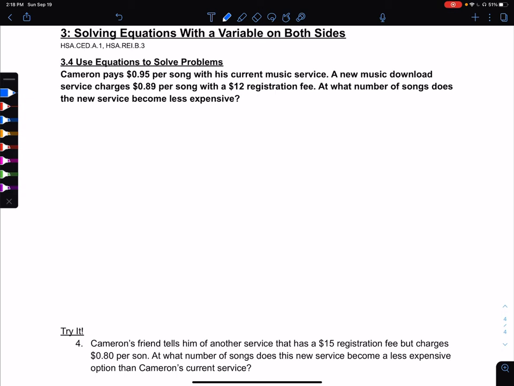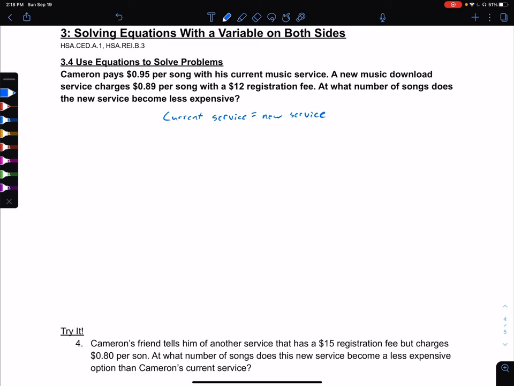So textbooks love these type of problems. They're a bit outdated. Most music services, right? We don't really use this type of music service for the most part, but for the sake of this problem, this is what we're working with. So we want to know at what number of songs does the new service become less expensive? So we want to know when the current service is equal to the new service, right? And then we would decide what to do from there.